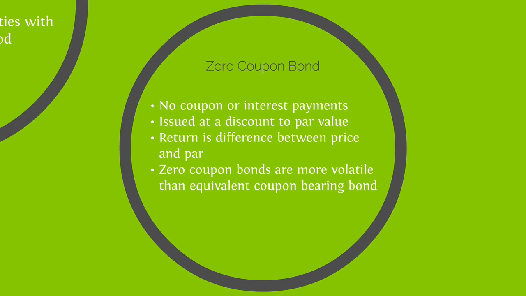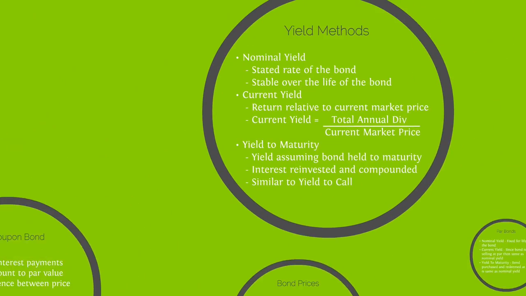A zero coupon bond has no coupon or interest payments until the end of the term. So there's an initial purchase and then the return of the funds along with yield, which reflects the interest and coupon payments at the end of the term. This makes zero coupon bonds more volatile in price than coupon-bearing bonds.